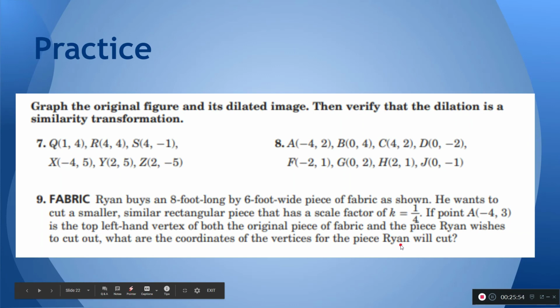Okay, just a couple of practice problems here. On your own sheet of paper, graph the original figure and its dilated image. So we've got 3 points for an original triangle and 3 points for a dilated image of the second triangle for each of these. This one we've got a word problem. So pause here, find what you need to find, get it on your sheet of paper, and work out the problems before moving on to the answers.